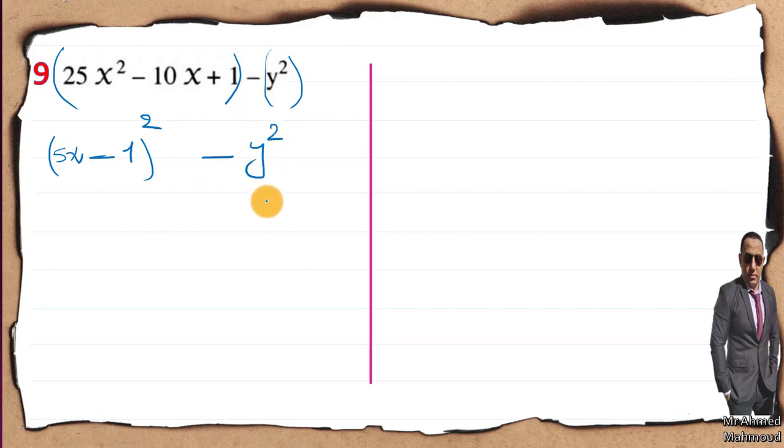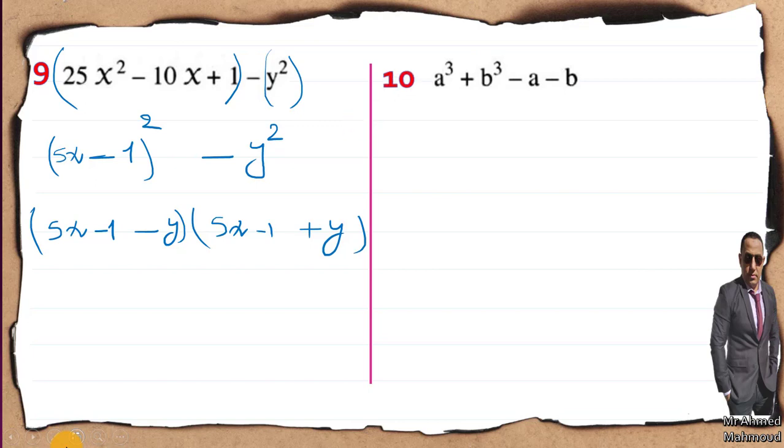This one is a difference between two squares, so I'm going to open two brackets like this, one minus and the other plus. First I'm going to write 5x, the square root of the bracket is the bracket without power 2, 5x minus 1 and 5x minus 1, and here y power of 2 will be y, and this is the factorization of this case. Another one, a power of 3 plus b power of 3.